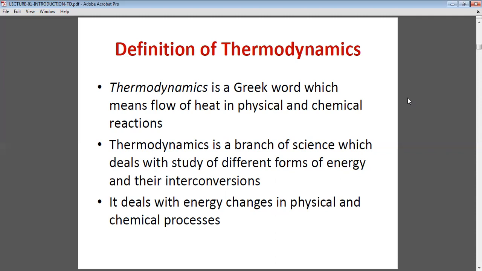So coming to thermodynamics, it means flow of heat in physical and chemical reactions. One definition of thermodynamics is flow of heat in physical and chemical reactions, and it deals with the study of different forms of energy and their conversion from one form to another, and how they convert. Next, it deals with the energy changes in physical and chemical processes also.